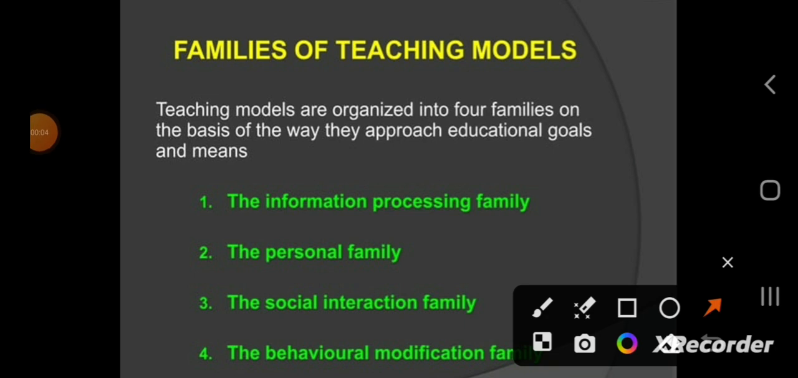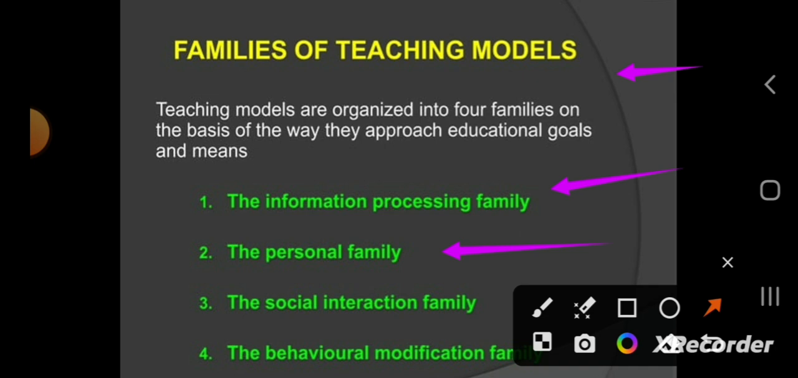Families of teaching models. Teaching models are organized into four families on the basis of the way they approach educational goals and means. The information processing family. These models focus on how students acquire, process, and store information. They emphasize cognitive processes such as perception, memory, and problem solving. Techniques often include using structured content, break down complex information, and employing strategies to enhance comprehension and retention.